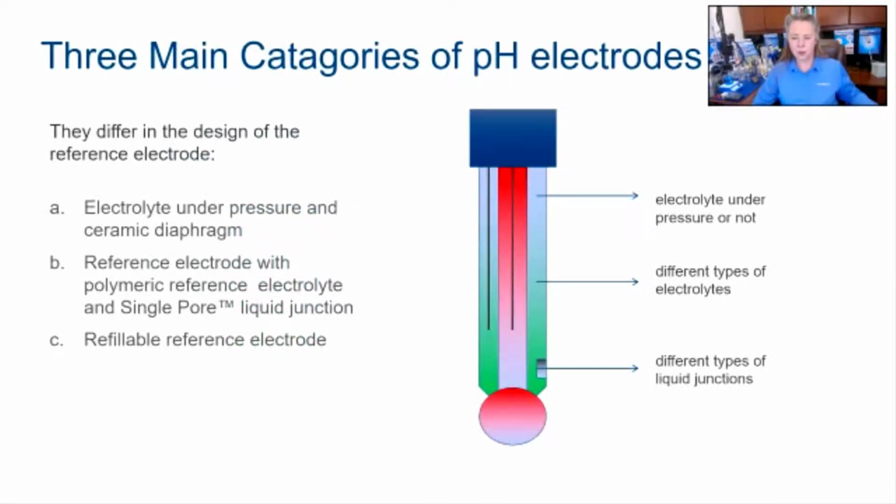Okay. There are three basic main categories of pH probes then. And for this, I'm talking about both process and laboratory. There's a probe where your electrolyte is under pressure. Typically, those have some sort of barrier in place. The second kind is where you have a single pore junction, and you either have a polymeric solid electrolyte, or perhaps a refillable. And the third is a refillable reference, where you're constantly adding more electrolyte into your pH probe.